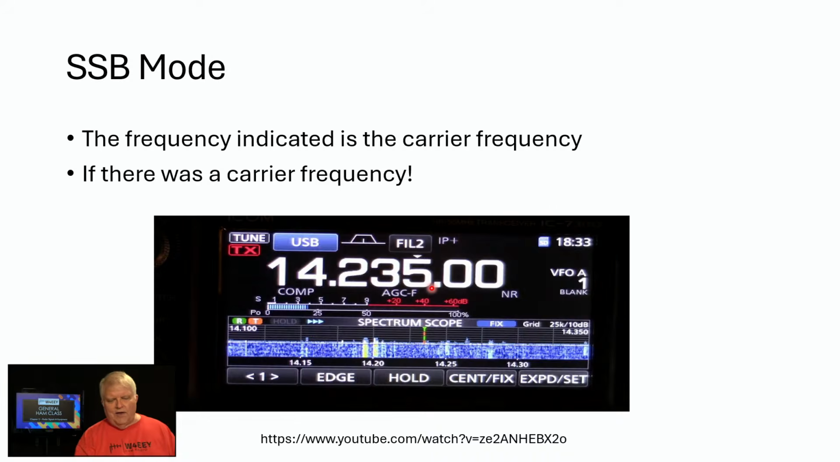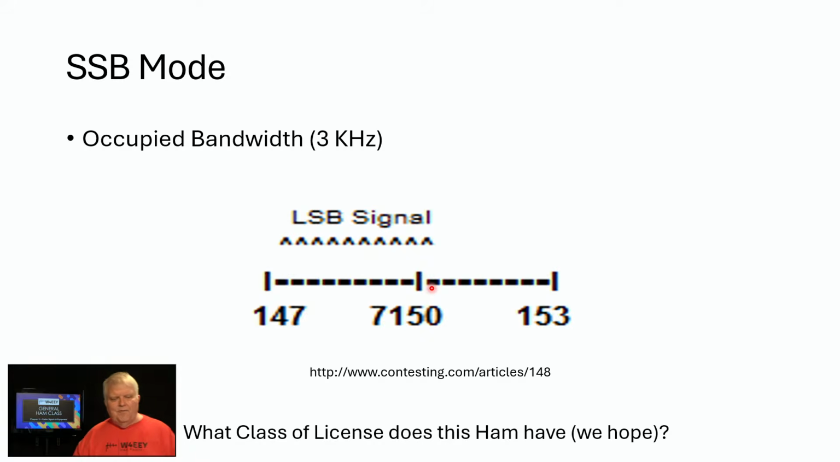Going back to the 40-meter band with an occupied bandwidth of 3 kilohertz again, if we're here on 7150, lower sideband, the signal is going to go down to 7147. I ask, what class of license does this ham have? Well, we hope they have an advanced class or an extra class, because if you look at your color chart, this is a part of the 40-meter spectrum that is reserved for advanced and extra class operators, which is why we want you to ultimately get your extra class so that you can occupy these frequencies as well.